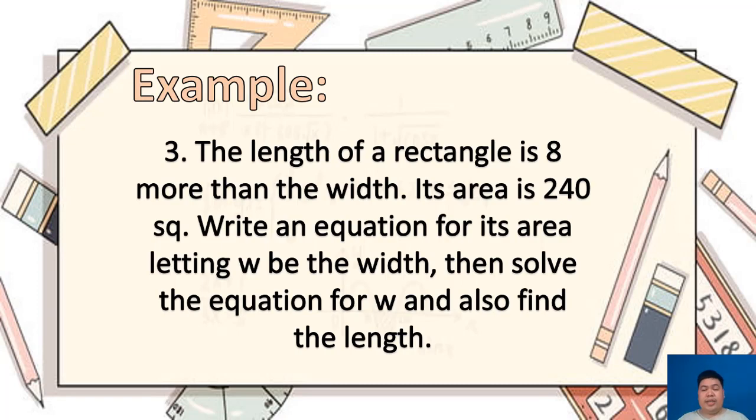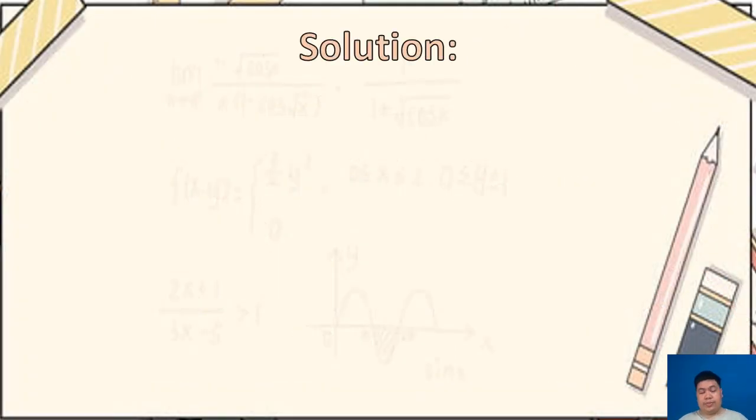The third example: the length of a rectangle is 8 more than the width. Its area is 240 square meters. Write an equation for its area, letting W be the width, then solve the equation for W and also find the length. Now, here's our solution.